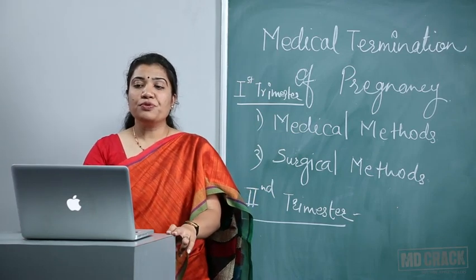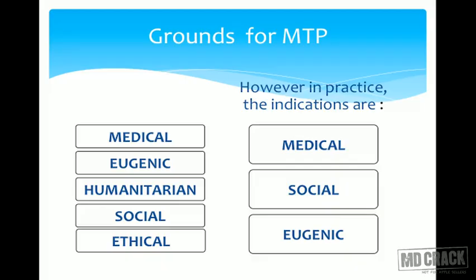What are the grounds for MTP? On which reasons we can terminate any particular pregnancy? There are grounds established in this law: medical grounds, eugenic, humanitarian, social and ethical. But in practice, the grounds which we commonly use, they are either medical, social or eugenic.